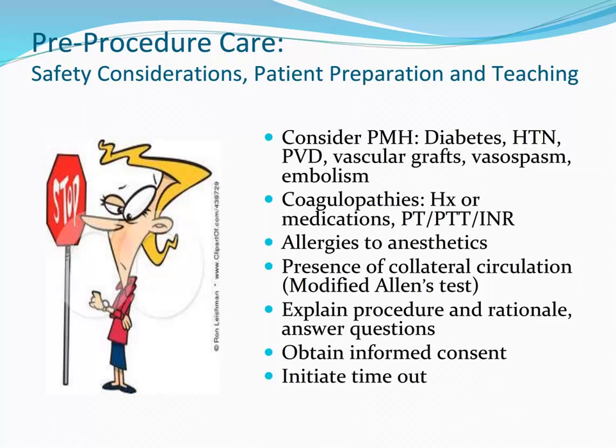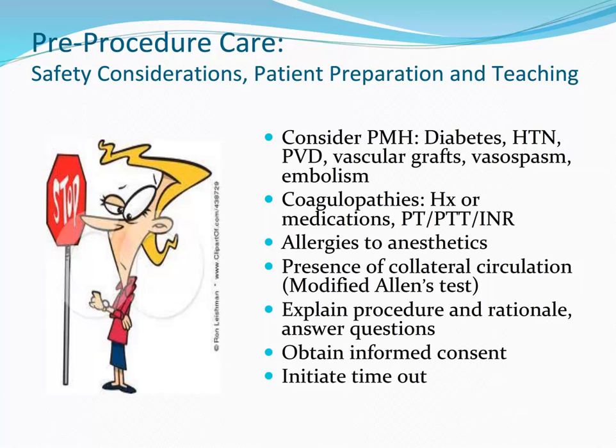Pre-procedure safety considerations, patient preparations, and patient teachings include: consider the patient's past medical history. Conditions such as diabetes, high blood pressure, peripheral vascular disease, any vascular grafts, vasospasms, and embolisms can place your patient at increased risks for infection or further injury. Evaluate for any coagulopathies by way of current meds or underlying medical history such as liver disease or thrombocytopenia. Transfuse before or during procedure as needed to minimize bleeding risks.